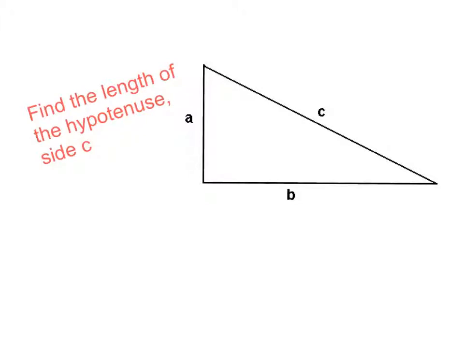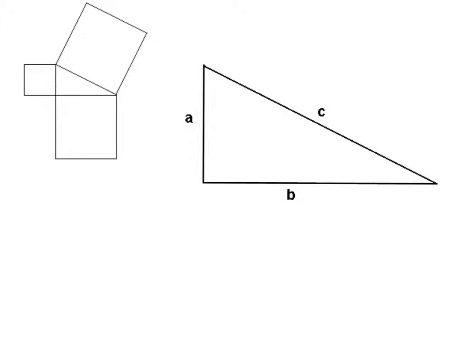Let's try this out. Let's say you were asked to find the length of the hypotenuse here. If side A was 10 and side B is 24, how long would side C be? To figure this out, we could think about the diagram. When we have a 10 by 10 square on this leg, we would get an area of 100. The area of this square would be 24 by 24, or 576. So that tells me that the hypotenuse square would be a total of 676.